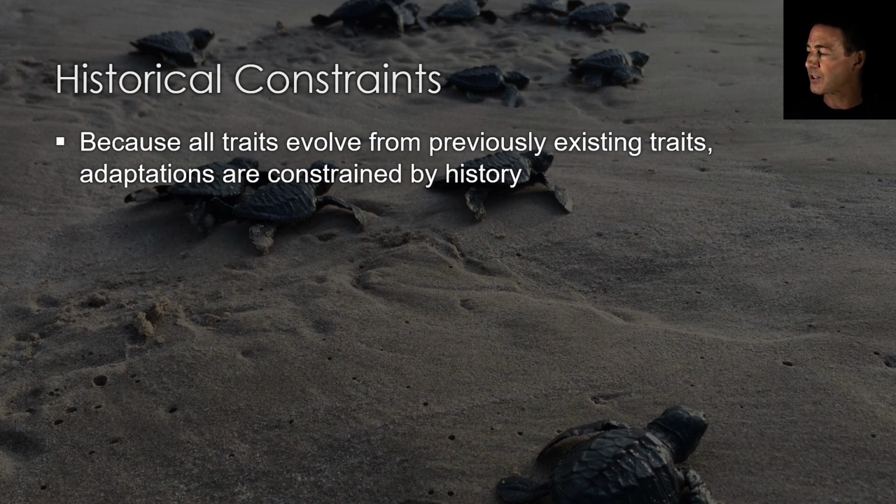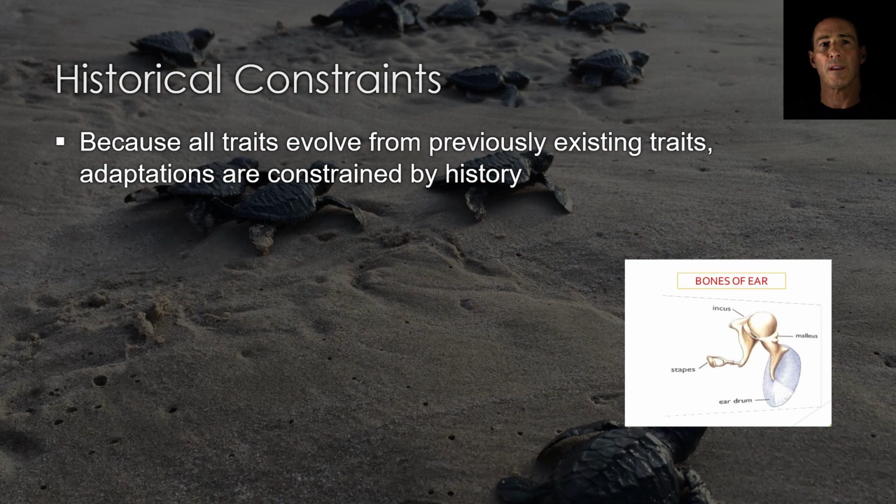In addition to being constrained by genetic correlations, lack of genetic variation, and fitness trade-offs, adaptations are constrained by history. All traits have evolved from previously existing traits. Natural selection acts on structures that originally had a very different function.